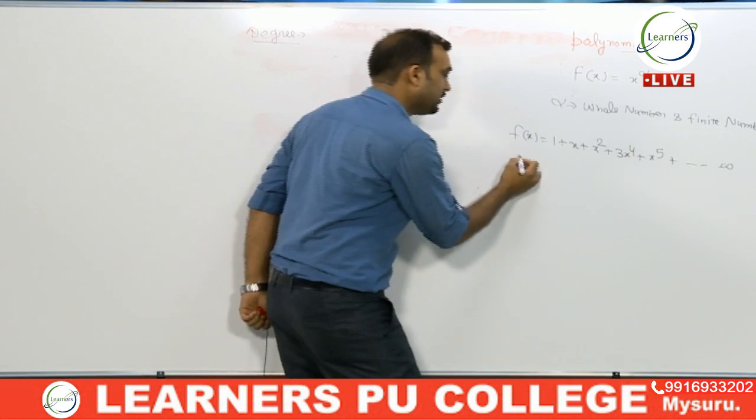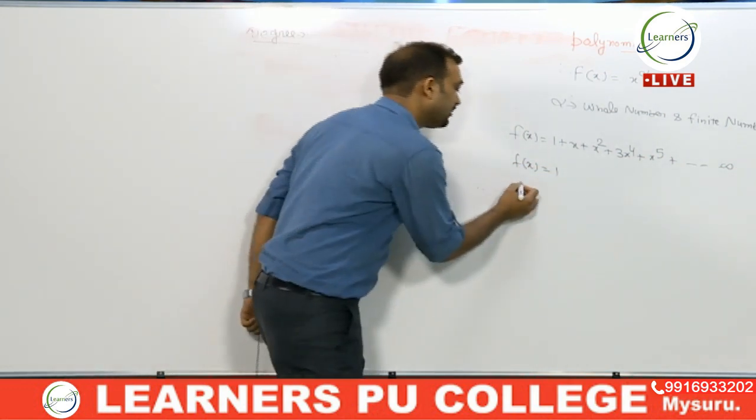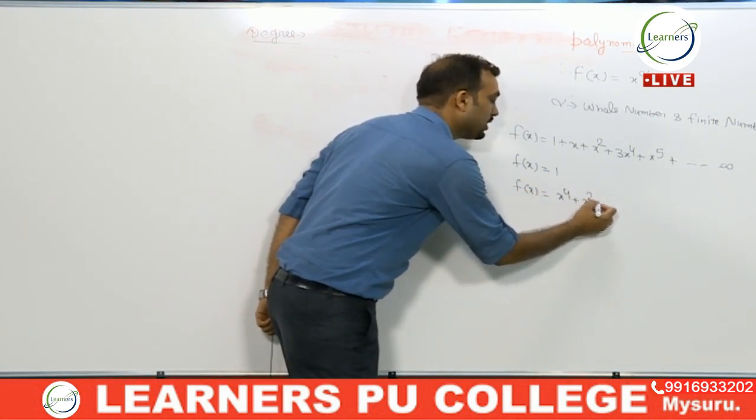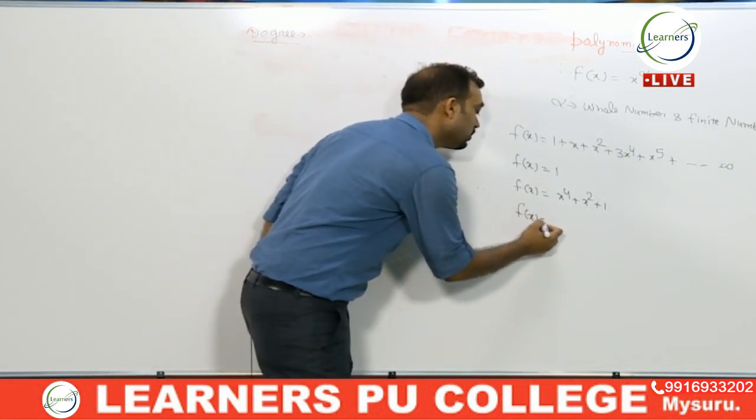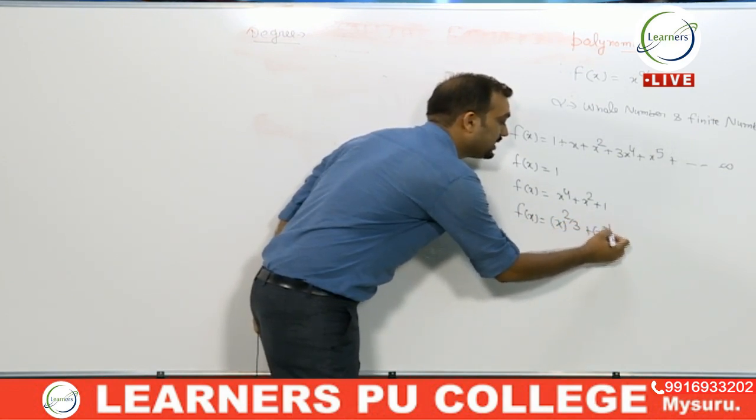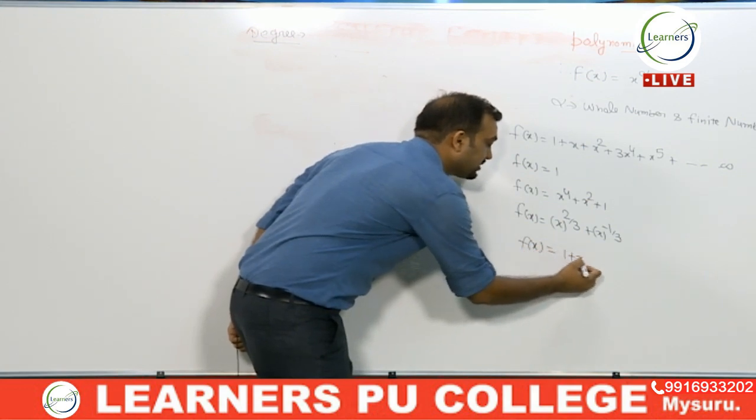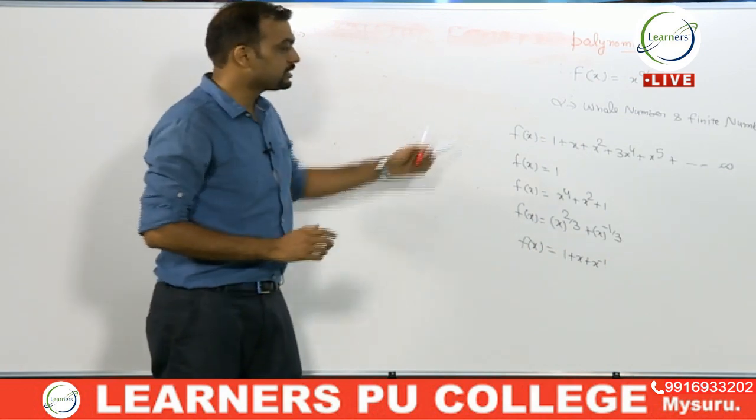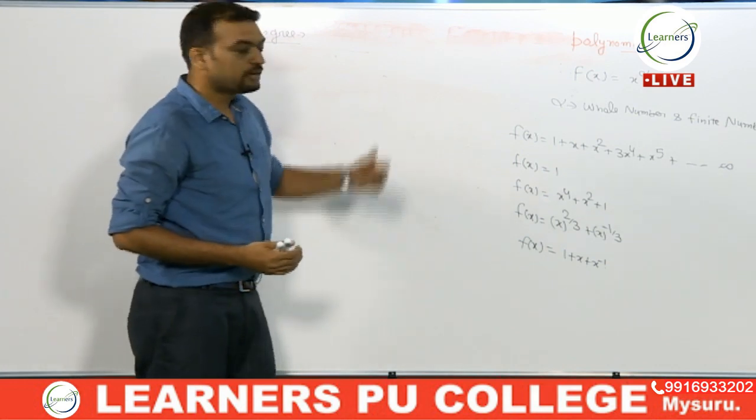Now the second function I am writing is f(x) = 1. Third function, f(x) = x^4 + x^2 + 1. Next function, f(x) = x^(2/3) + x^(-1/3). And the next function is 1 + x^(-1). Now we have to find out, of these 5 functions, which is a polynomial and which is not. Okay, so one by one we will see.